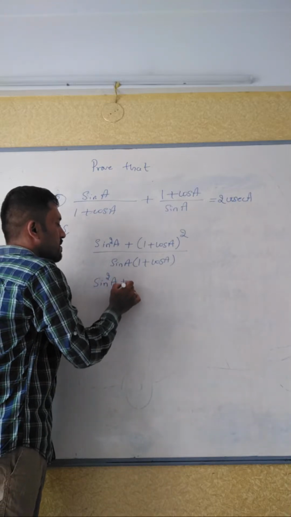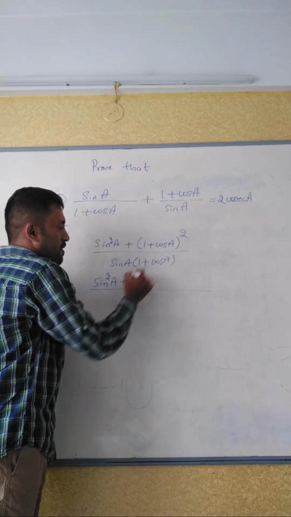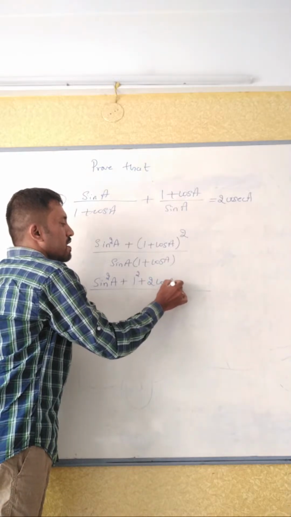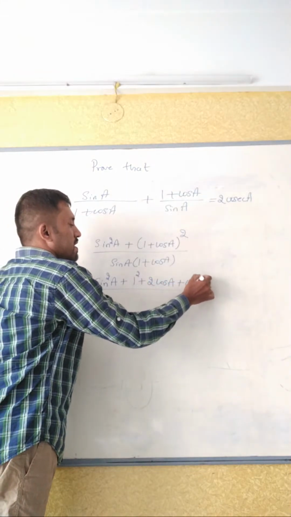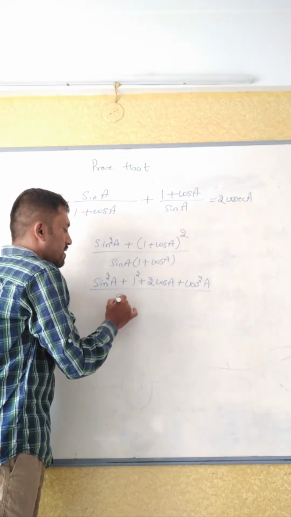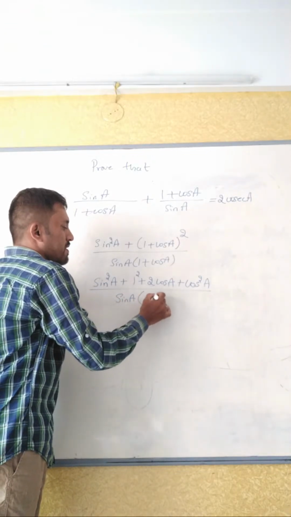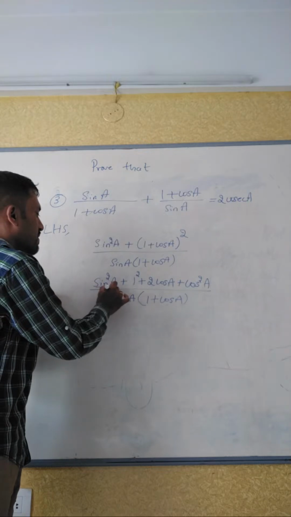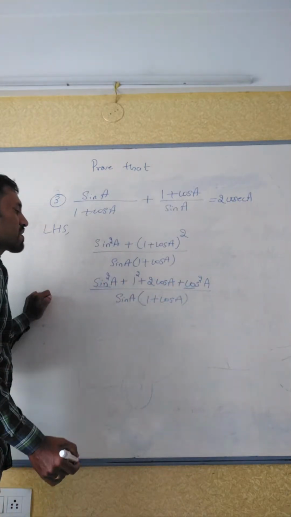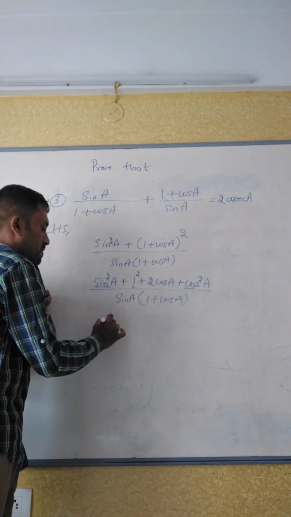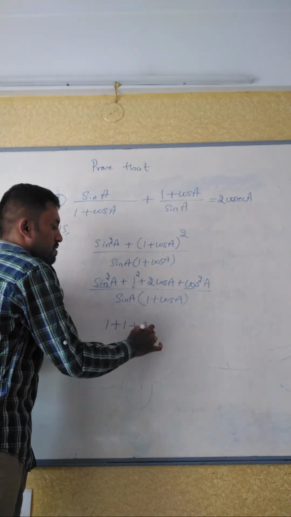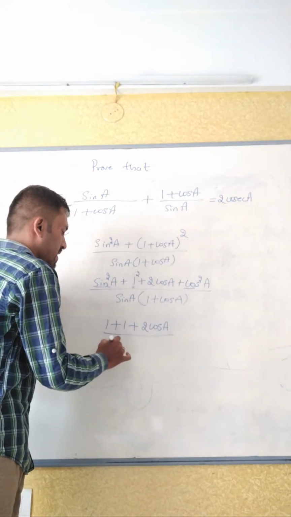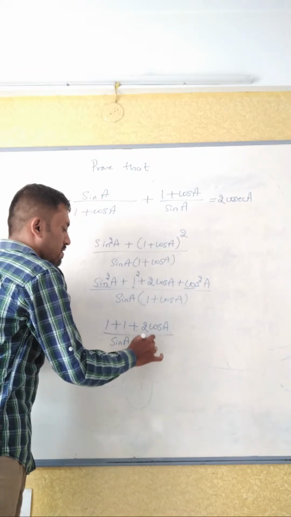Sin squared A plus, a plus b whole square is a square, which is 1 square, plus 2ab will become 2 cos A, plus b square is cos squared A. Denominator is sin A, 1 plus cos A. As you can see, sin squared A plus cos squared A in the numerator is equal to 1, and 1 square is 1. So 1 plus 2 cos A over sin A into 1 plus cos A.